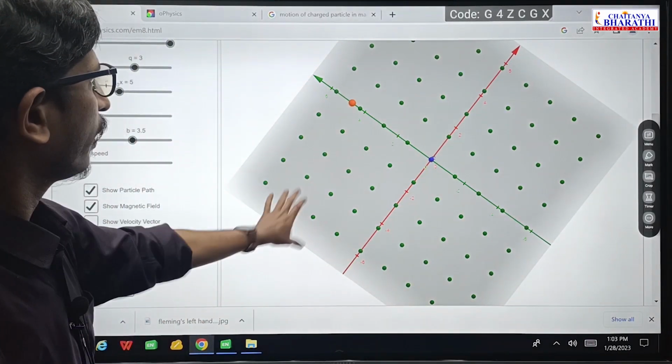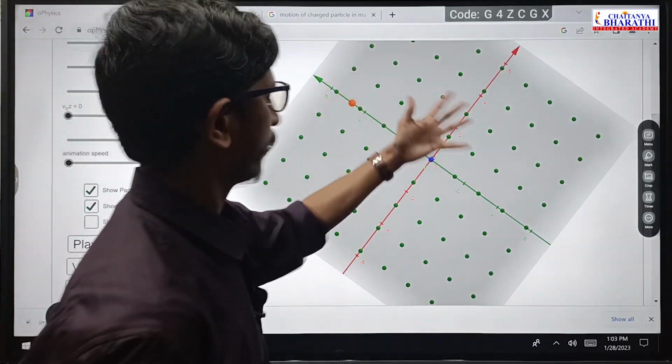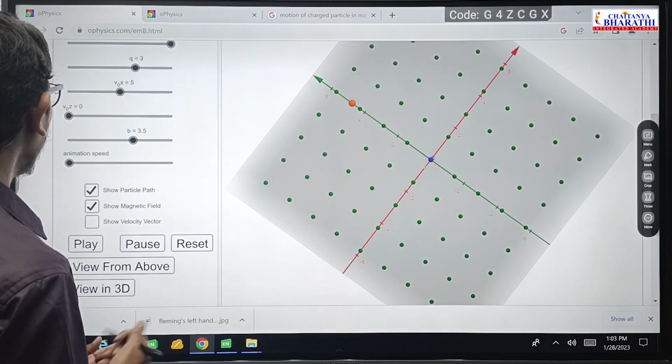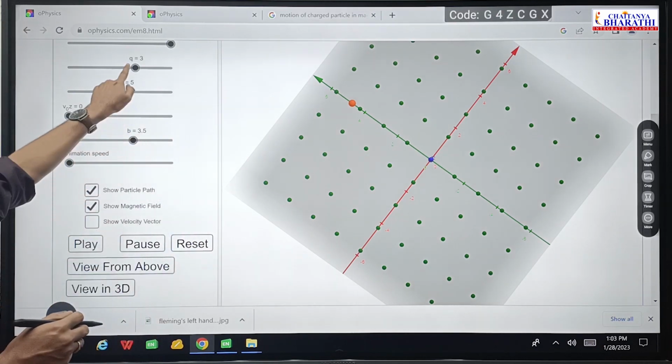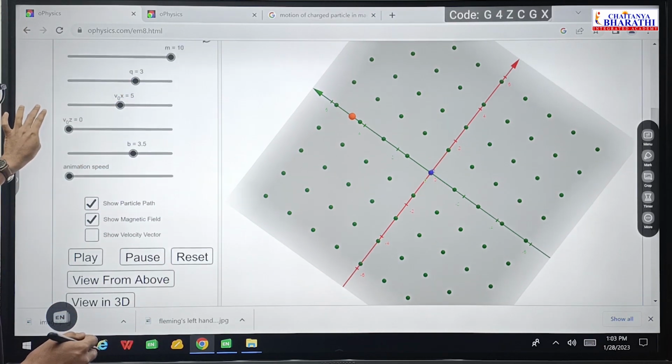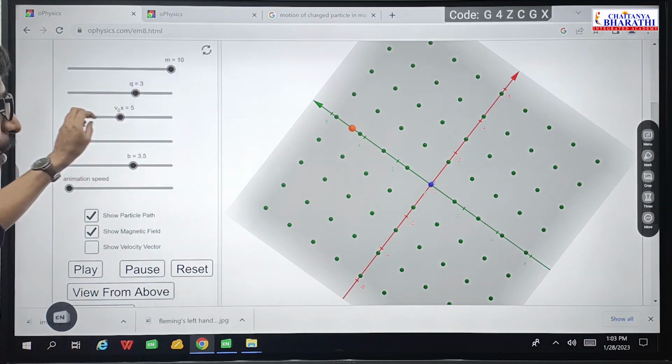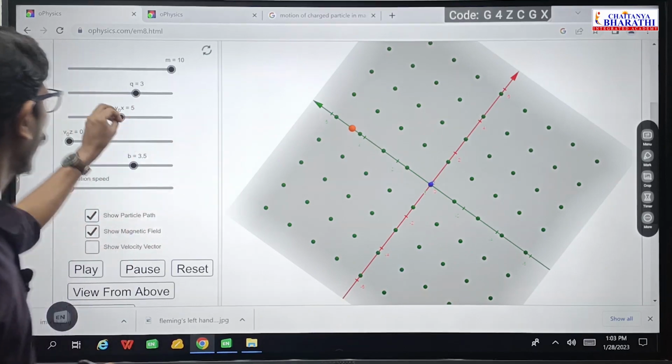So this is how the magnetic field is directed out of the paper. Now, if it is out of the paper, let's say we are taking a charge of some 3 coulombs. The mass of the particle is m, the charge q is taken, and the velocity is in this direction, some particular velocity we are given.